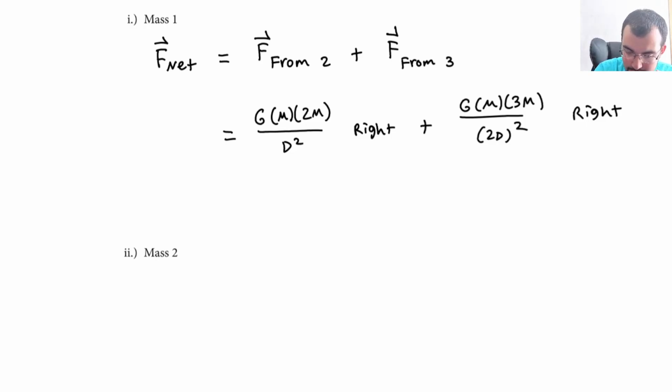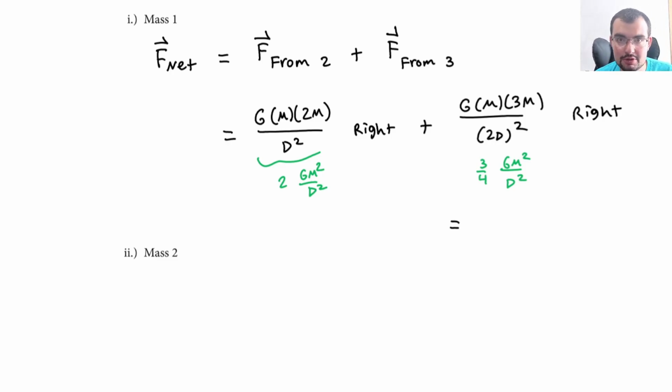So if we do our simplifying, this term is 2GM squared over D squared, and this term is 3 divided by 2 squared, which is 3/4 GM squared over D squared. So we end up getting 2 plus 3/4. So 2 is 8/4. So we get 11/4 GM squared over D squared, right?